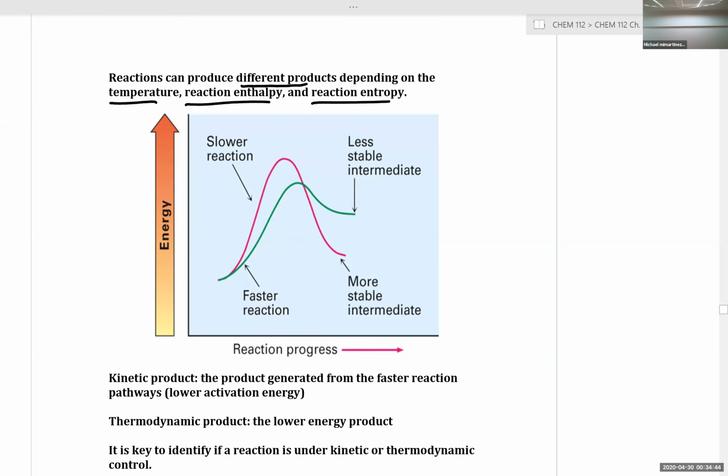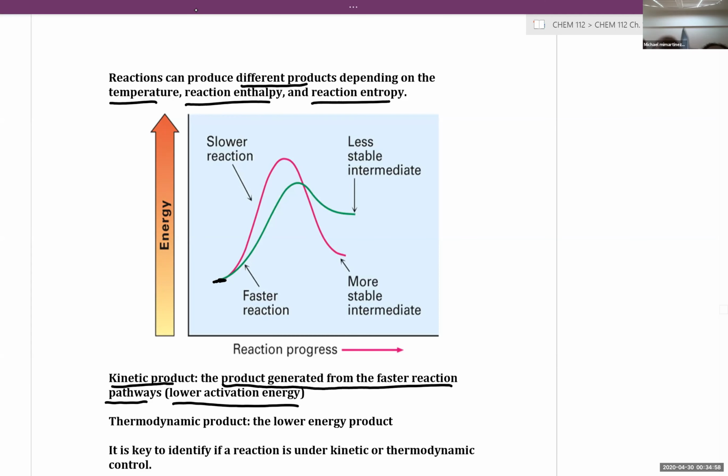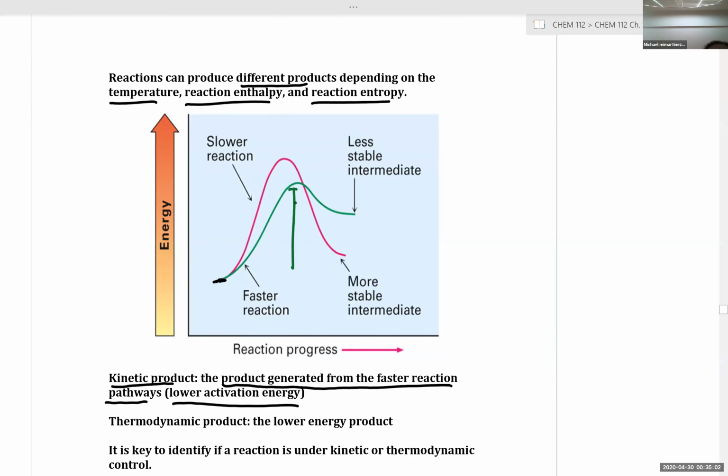So we talk about products in terms of kinetic versus thermodynamic. The kinetic product is the product generated from the faster reaction pathways, the lower activation energy. So for example, if we look at this graph and pay attention to the trace in green, this is our Gibbs energy of activation, our activation energy for reaction one. And here is our delta G overall for our reaction. Let's compare to reaction two. Here's our delta G, Gibbs energy of activation for our reaction. And this smaller jump is our delta G for reaction two.